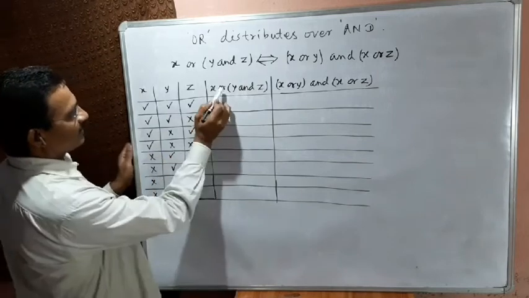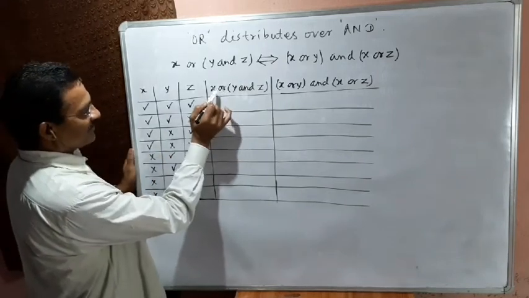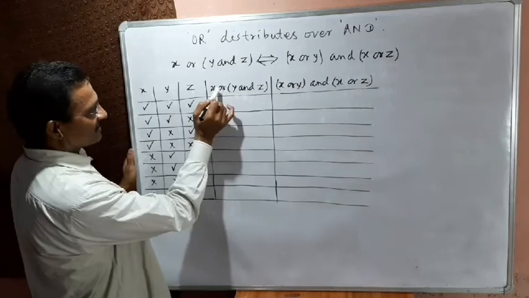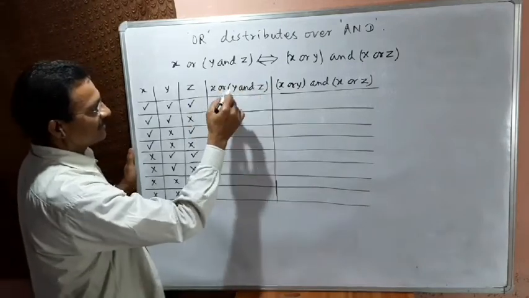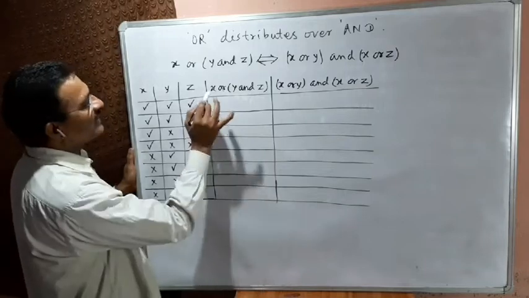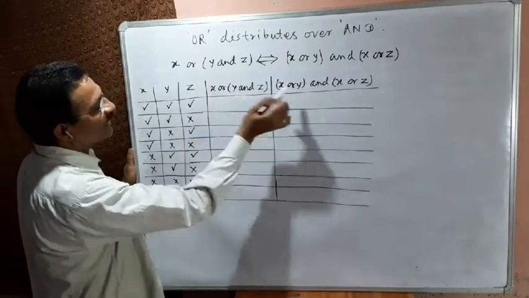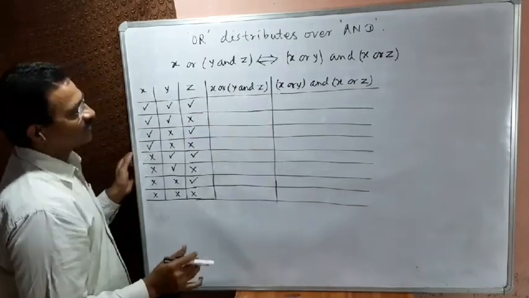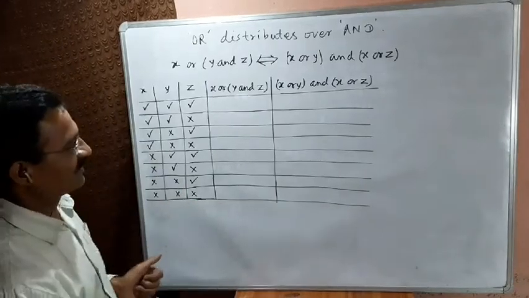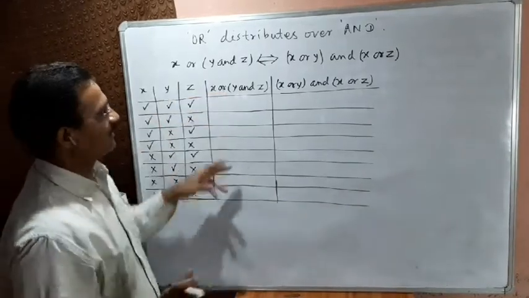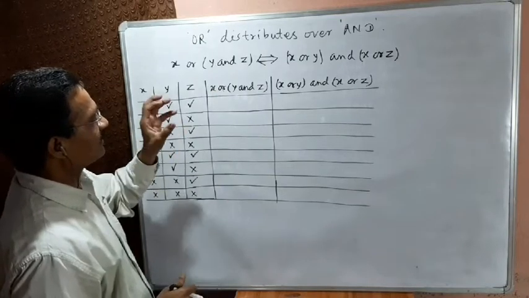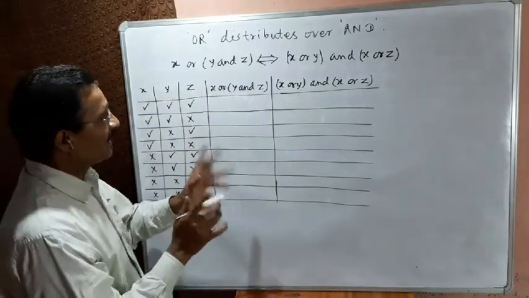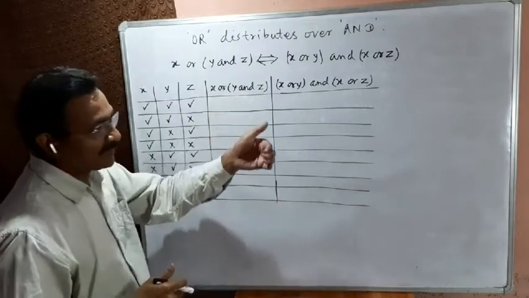Either left side of the or happens, or right side of the or happens. That is, x happens, or y and z happens. Randomly I am taking some situation. Let x not happen. Then we can conclude the phenomenon will happen only when y and z both happen.